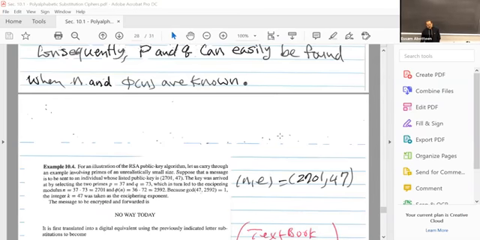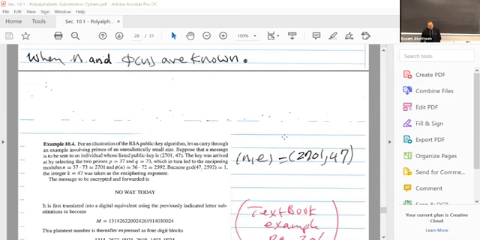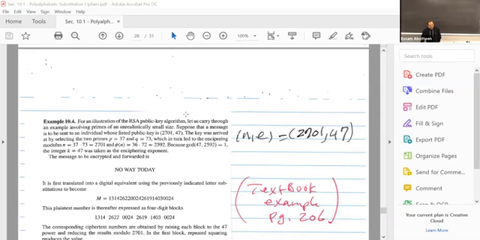Here is an example of how the RSA crypto system actually works. This is an example from the textbook, example 10.4. In here, we are using for P and Q, 37 and 73. These are very, very small primes. And it gives us an N of 2701, and we are taking E to be 47. Again, that's a number that's relatively prime to phi of 2701.